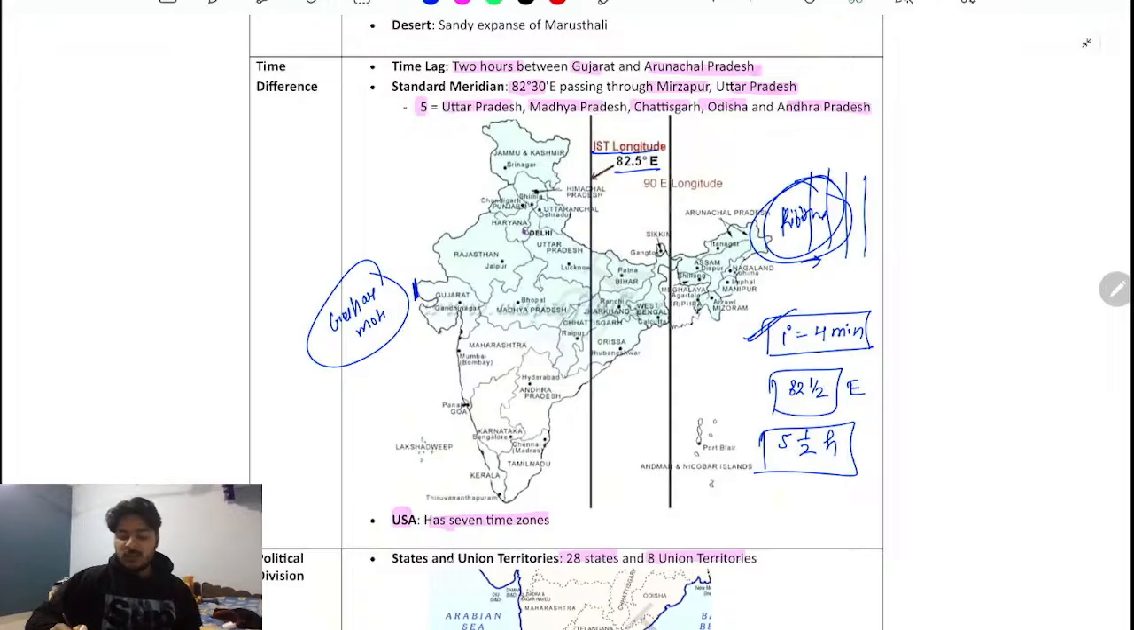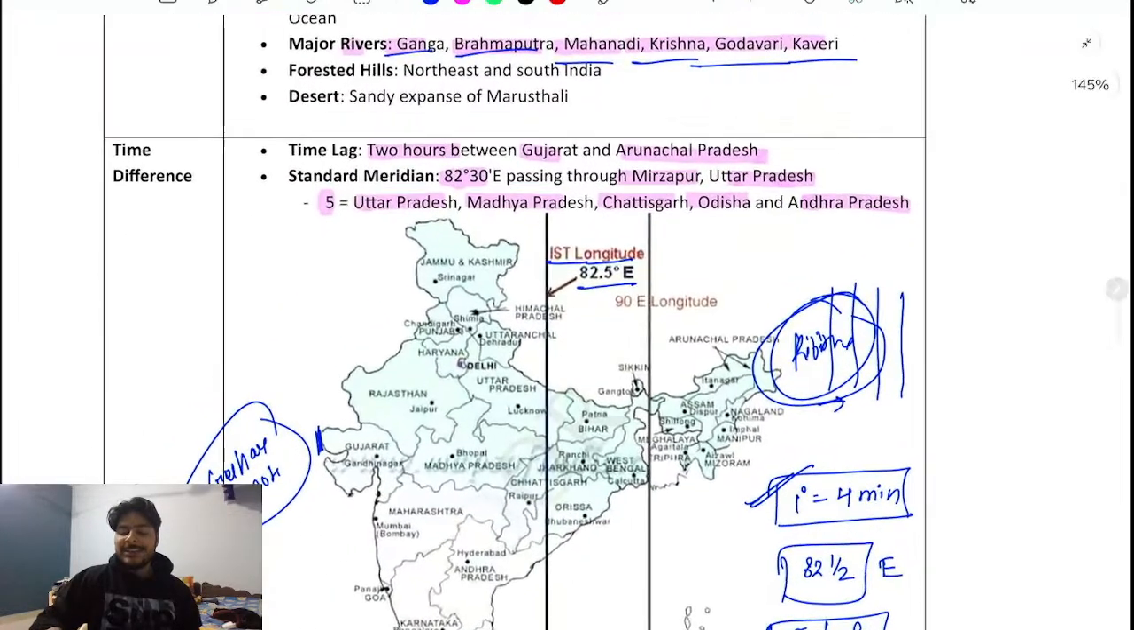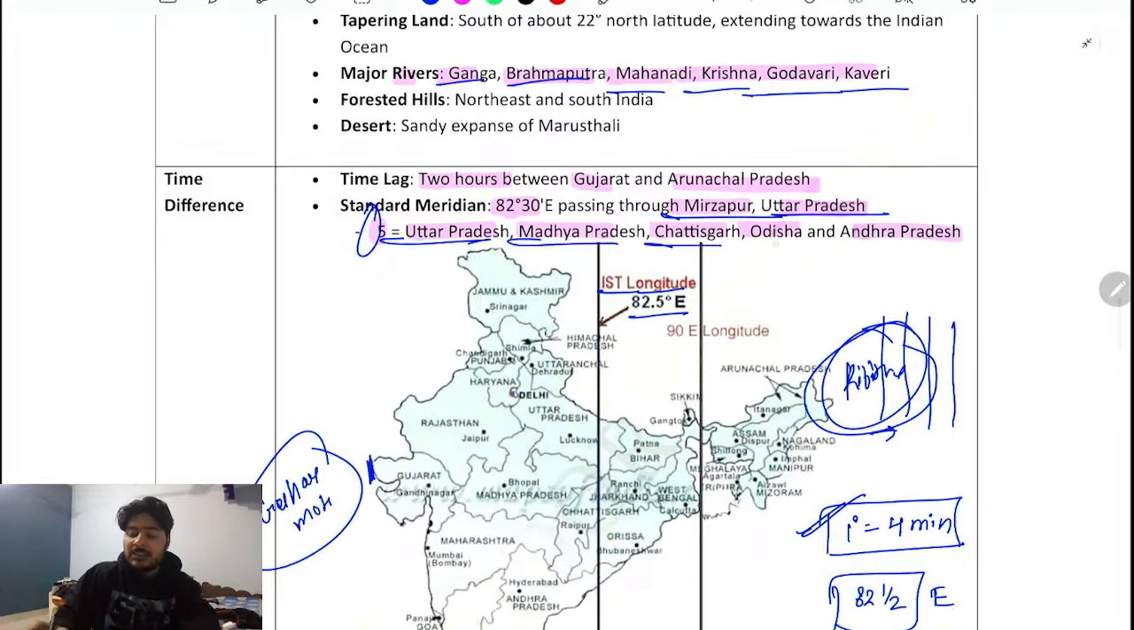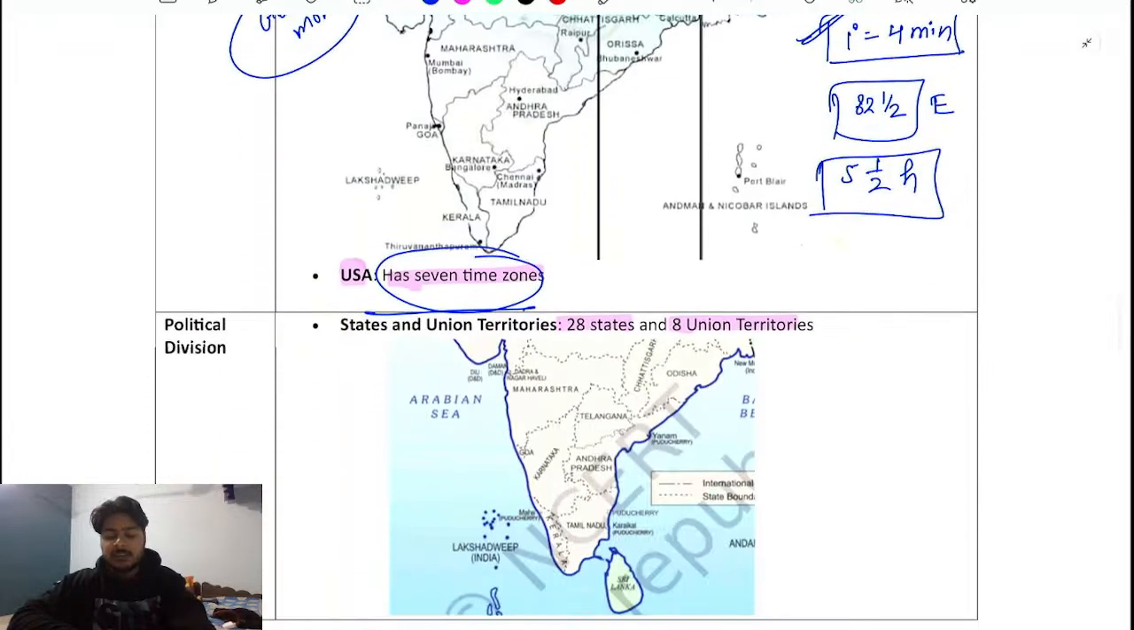In the US we have 7 time zones. In India we have only one time zone. This Indian Standard Time line passes through Mirzapur, UP. This line covers 5 states totally: Uttar Pradesh, Madhya Pradesh, Chhattisgarh, Odisha, and Andhra Pradesh. These are the 5 states that this Indian Standard Time line covers. ठीक है ना?